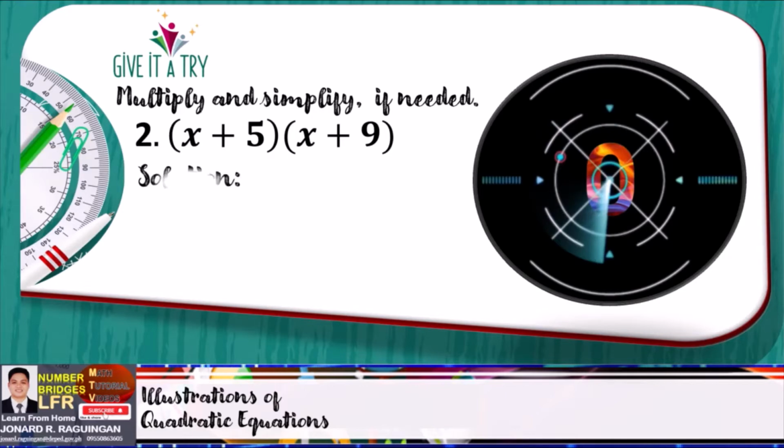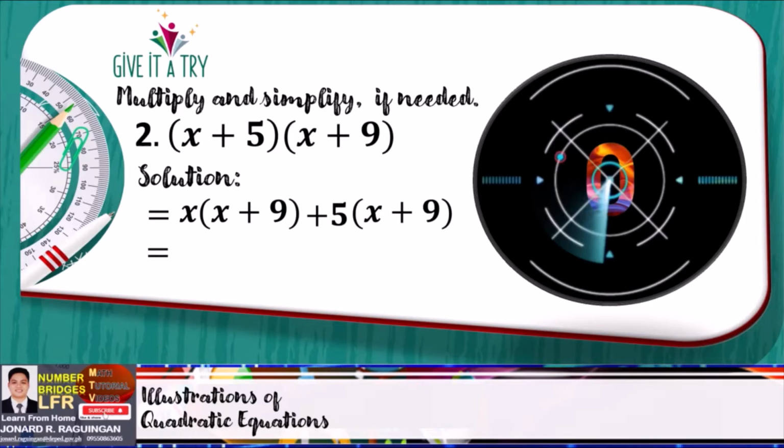Okay, to get the product, you copy the first term of the binomial and multiply to the second binomial, that is x plus 9. Then copy the second term of the first binomial, which is 5, and multiply to the second binomial, that is x plus 9. Then apply the distributive property. That is, x times x is x squared. x times positive 9 is positive 9x. 5 times x is positive 5x. 5 times 9 is positive 45.